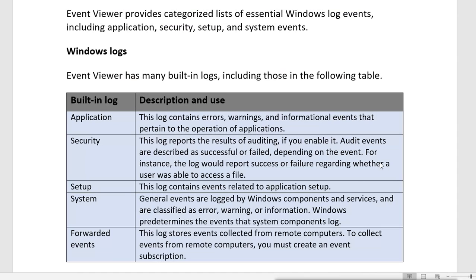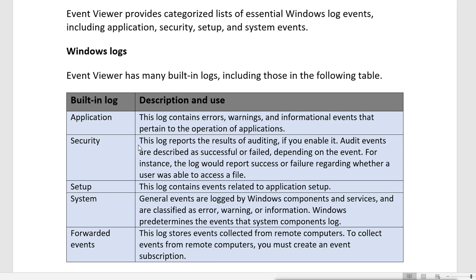Now Event Viewer provides a categorized list of essential Windows log events, including application, security, setup and system events. Now Windows logs, that Event Viewer has many built-in logs, including those in the following table. Just like for application, these logs contain error, warning and information events that pertain to the operations of applications. So anything related to application will be logged into that application log.